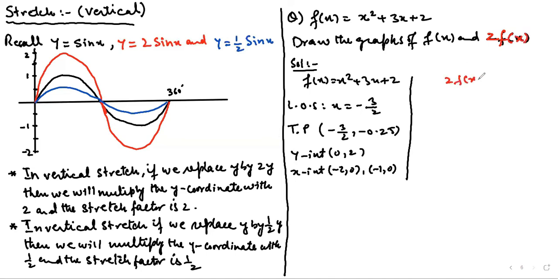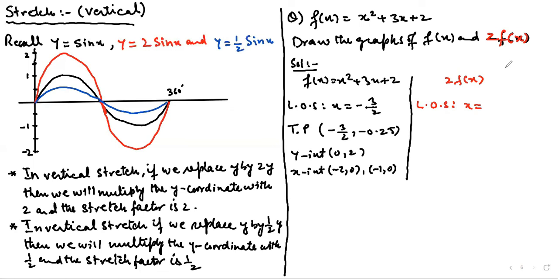For 2 f of x, what will we do? We will multiply the y coordinate with 2. So what is the line of symmetry? Multiply the y coordinate, because the stretch factor is 2. In the previous one, 1/2 was written, but its stretch factor was 2.